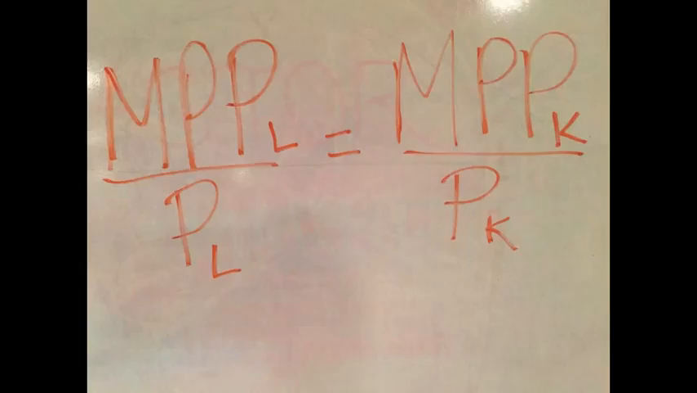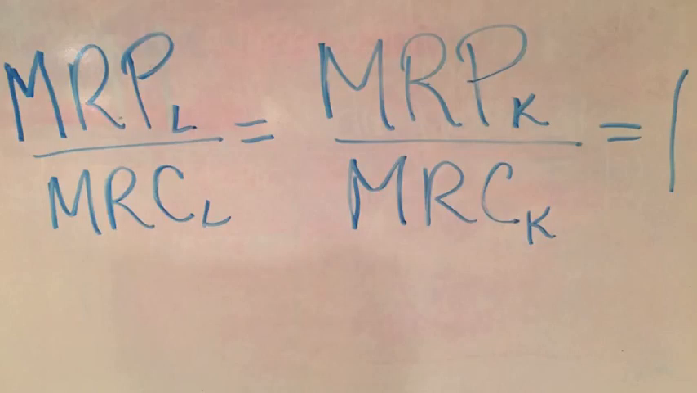In the long run, a firm may be able to change both its labor and capital. The cost-minimizing combination of these two resources for a given firm can be found with the equation MPP of labor divided by the price of labor is equal to the MPP of capital divided by the price of capital. The profit-maximizing combination of these two resources for a given firm can be found with the equation MRP of labor over MRC of labor equals MRP of capital over MRC of capital equals 1.